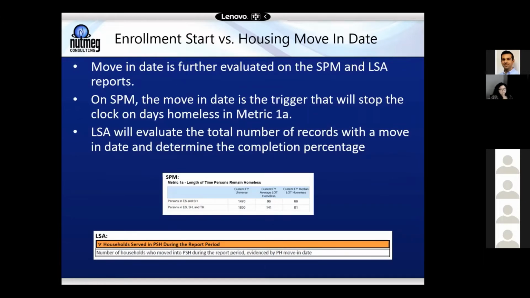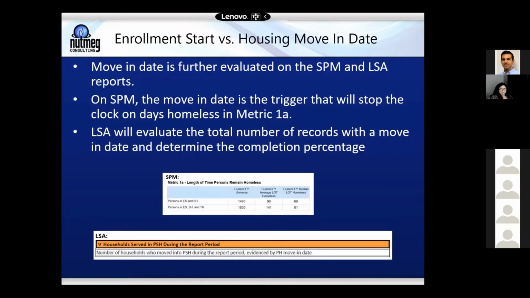Move-in date is further evaluated in SPM and LSA, as we talked about on SPM. Metric 1A specifically is the trigger to stop the count. And I just want you to take note of the difference in the number of days for the average length of time homeless in metric 1A versus that metric 1B table that we looked at earlier, which was 400 or 500 days. So you can see the impact of approximate date homelessness started on average length of time homeless versus when the system is just looking at the enrollment start date versus length of time homeless.